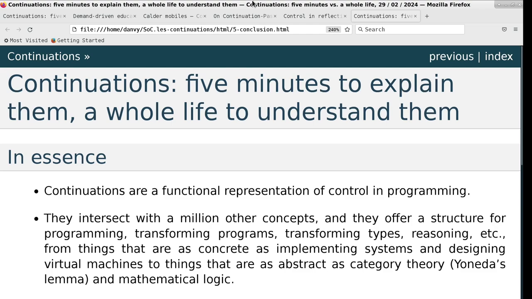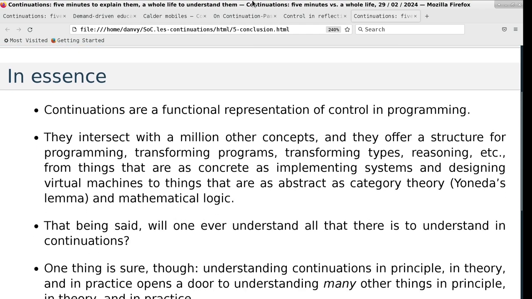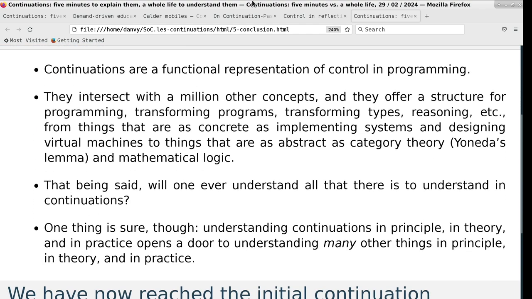Okay, so to wrap up. Continuations are a functional representation of control in programming. They intersect with a million other concepts, and they offer a structure for programming, transforming programs, transforming types, reasoning, and so on, for things that are as concrete as implementing systems or designing virtual machines, to things that are as abstract as category theory and mathematical logic.